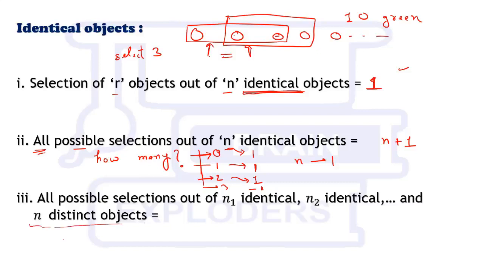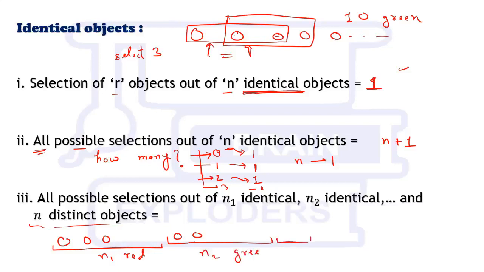So here something like this is given. Suppose there are n1 red balls, then we have n2 green balls, and in this way some more identical objects are there, and then n balls of each distinct color. Okay, so in how many ways can we select something?